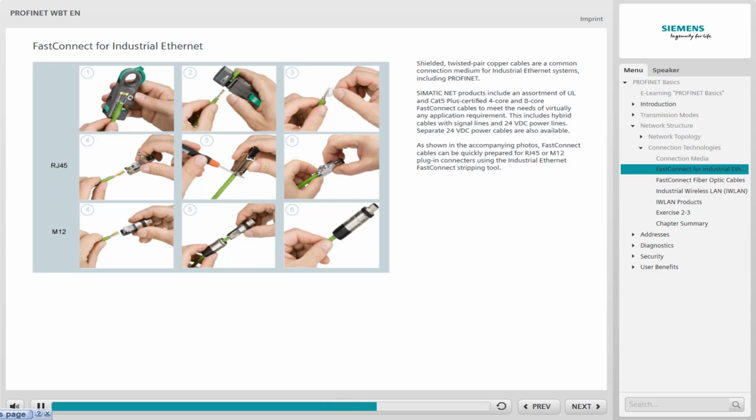As shown in the accompanying photos, FastConnect cables can be quickly prepared for RJ45 or M12 plug-in connectors using the Industrial Ethernet FastConnect stripping tool.